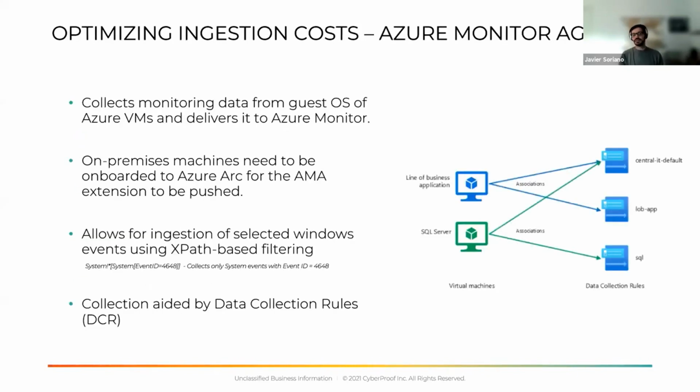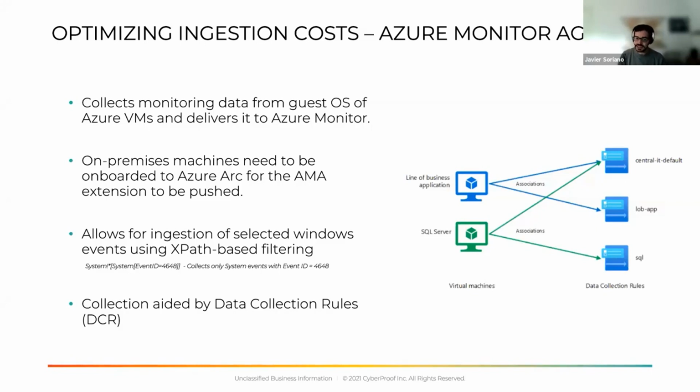So the Azure Monitor Agent is a very important new addition to the family of agents at Microsoft. It allows us to monitor those Azure VMs, but also on-premises VMs, as long as they are onboarded into Azure Arc. Azure Arc, if you don't know, is the management plane extension to also be able to onboard machines that are coming from your on-prem or other clouds.